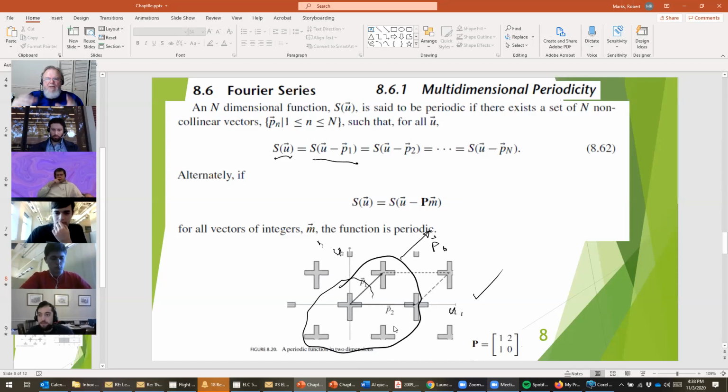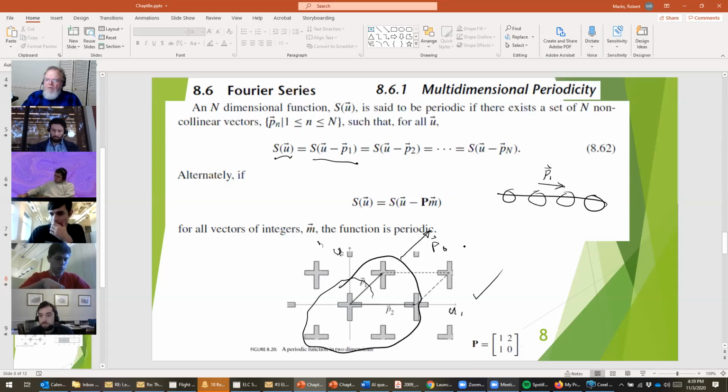If we shift the entire 2-dimensional function to P1, we get exactly the same thing. But that's not enough, because if we just did it in 1 dimension, we could do a 1-dimensional replication. If we shifted this in terms of just P1, we would still get a replication, but we would just have a 1-dimensional periodicity, not a 2-dimensional periodicity. So we also have to do it in the other dimension.